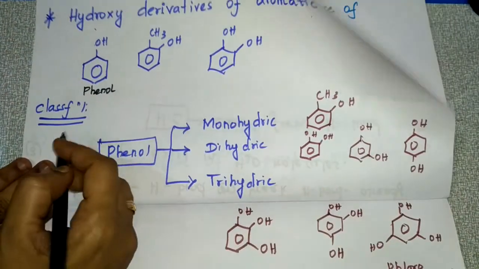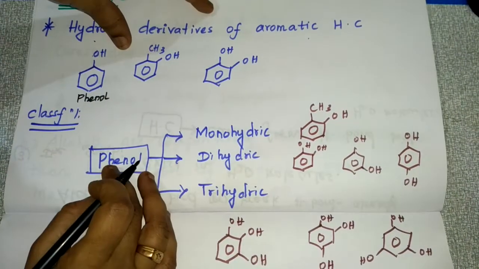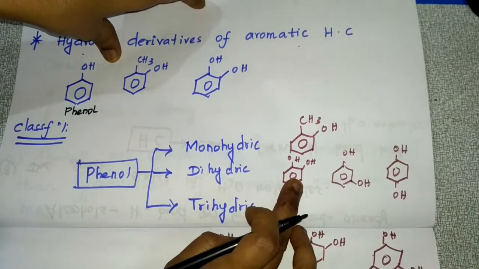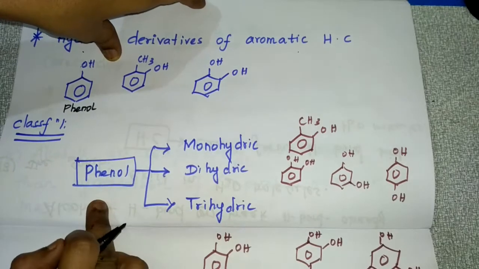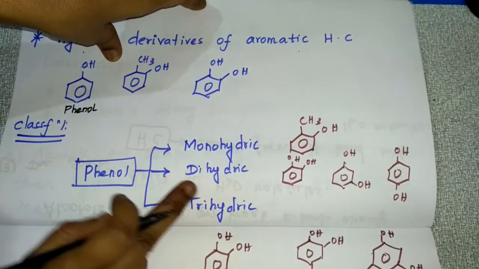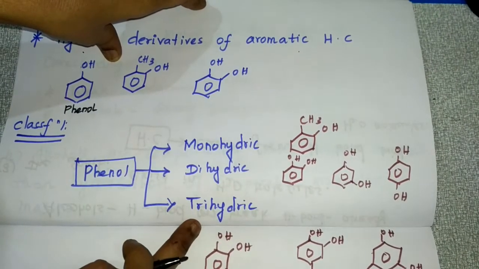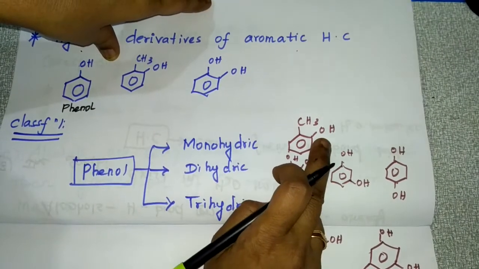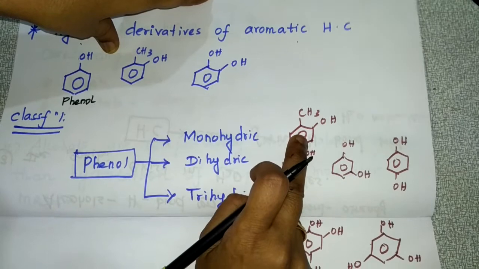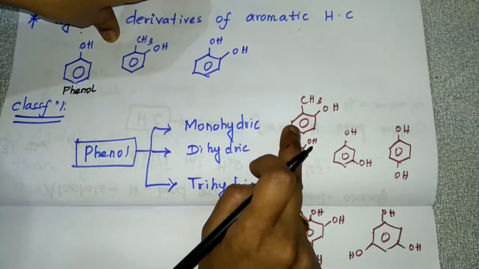Next, classification of phenol. Based on the number of OH groups attached to the aromatic ring, phenols are classified into monohydric phenol, dihydric phenol and trihydric phenol. What do you mean by monohydric phenol? Only one OH group is directly attached to the aromatic ring. So that is monohydric phenol.